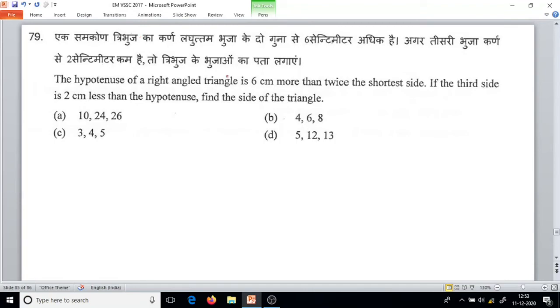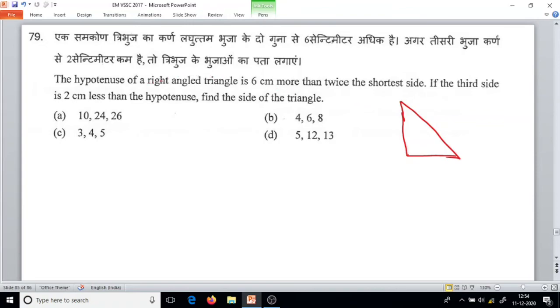Guys, one more. This VSSC gives some mathematics questions, so you have to be ready for it. Then only you can clear the exam with good marks.